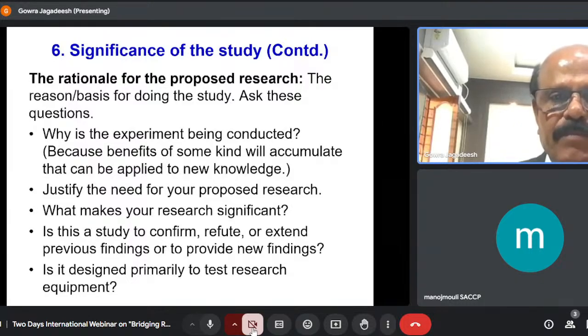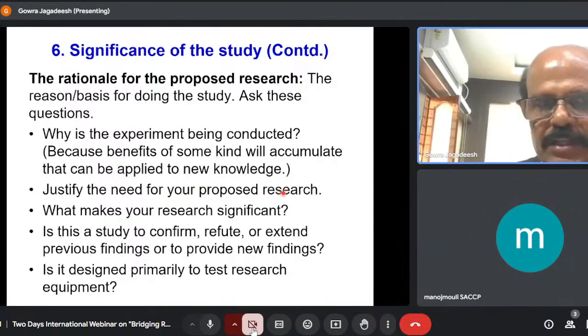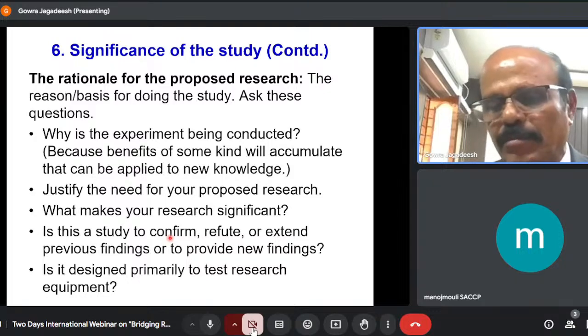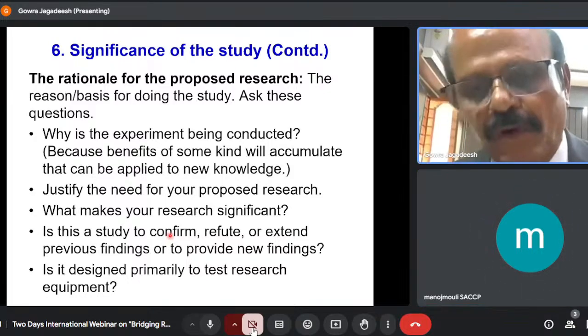That's why you have to justify the need for your proposed research, what makes your research significant, or why you are conducting it. Does your study confirm what has already been published by others, and why do you need to confirm it?